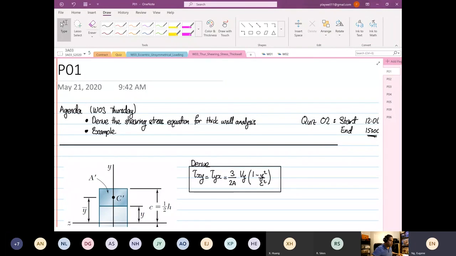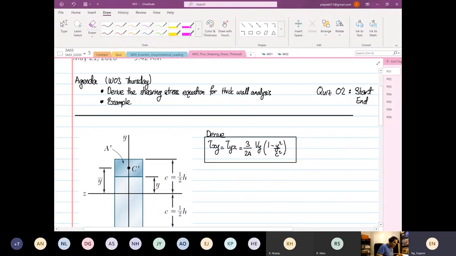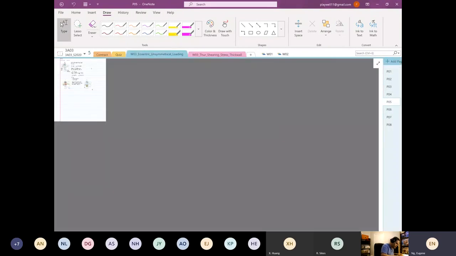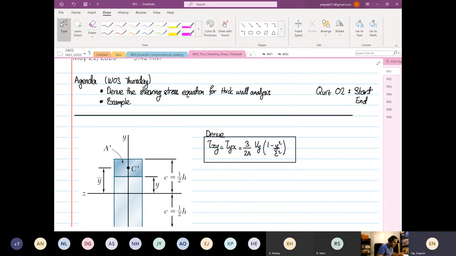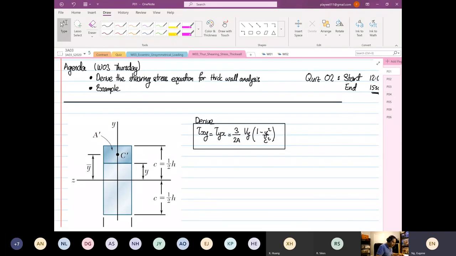So on Tuesday we started deriving, but I'm going to start again because it was too late in the lecture, and some of you might not have listened properly. We're going to derive this expression that I've written, the root formula to apply: shear xy is equal to Vy over Izz, Qz multiplied by t.